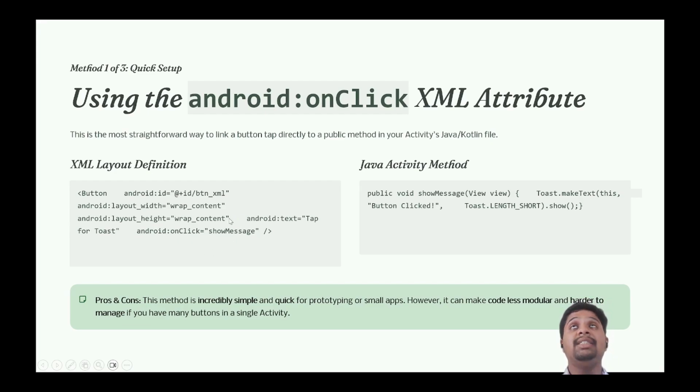We just discussed text. These texts are labeled on the button, which displays "Tap for Toast". Next, we also discussed onClick. The onClick shows the message. Coming to the Java activity method in the Java file, we have the method public void showMessage. In this we call Toast.makeText, displaying the message "Button clicked". This is displayed as a toast message. This method is great for quick prototypes or small apps.